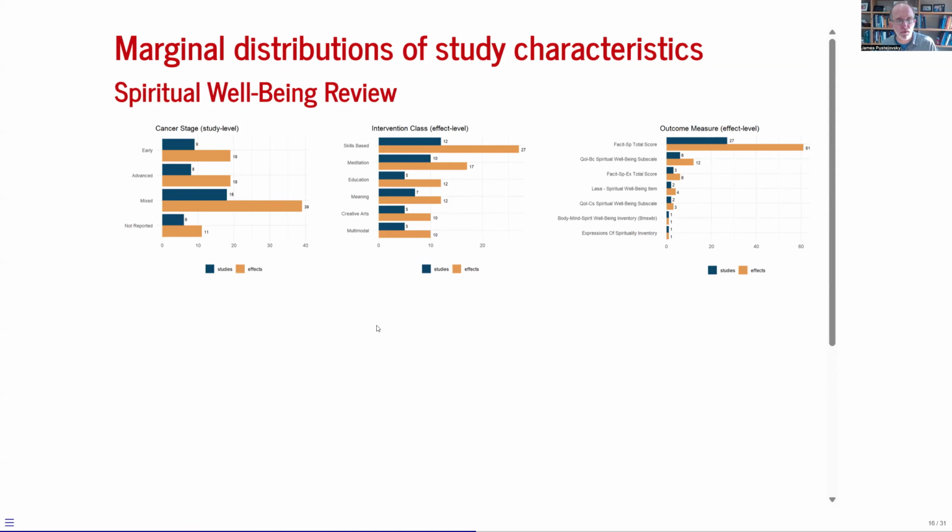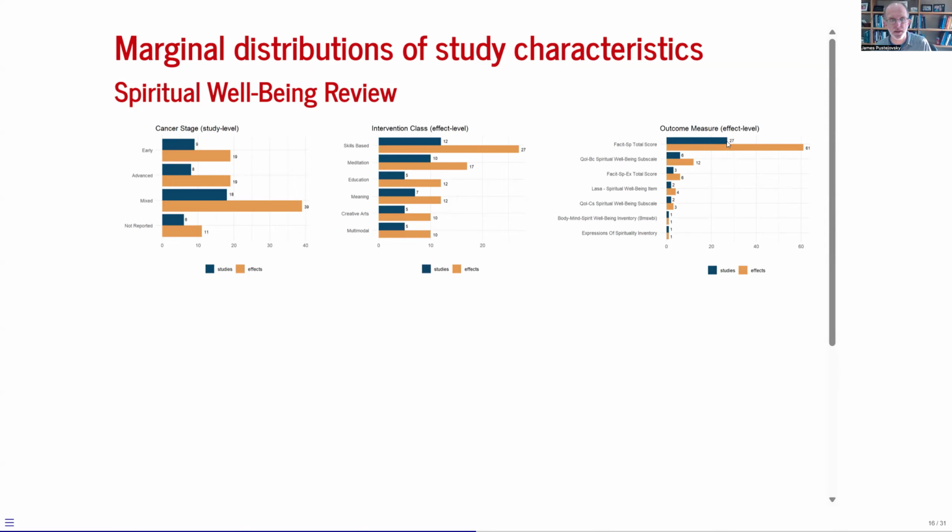In the spiritual well-being review, there were a bunch of study characteristics, things like aspects of the participant sample, like this, it was all cancer patients or survivors. So the stage of cancer, the specific class of intervention that was examined, the type of outcome measure that was examined, and here you can see the vast majority of the included studies used this one particular measure of spiritual well-being, from what's called the FACIT-Sp instrument.